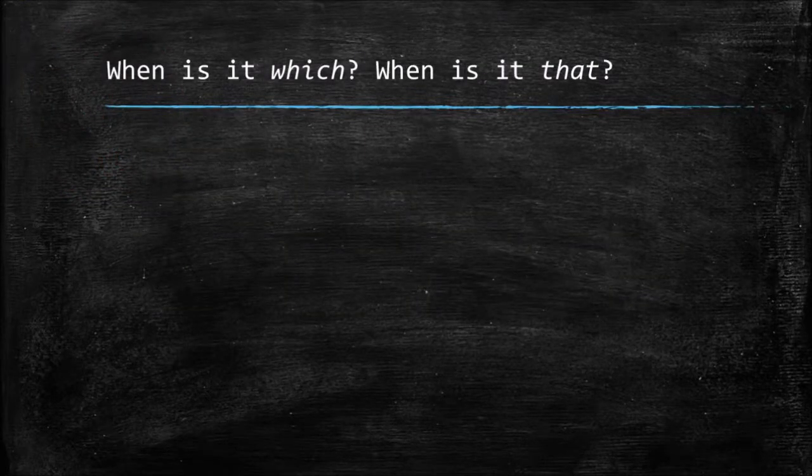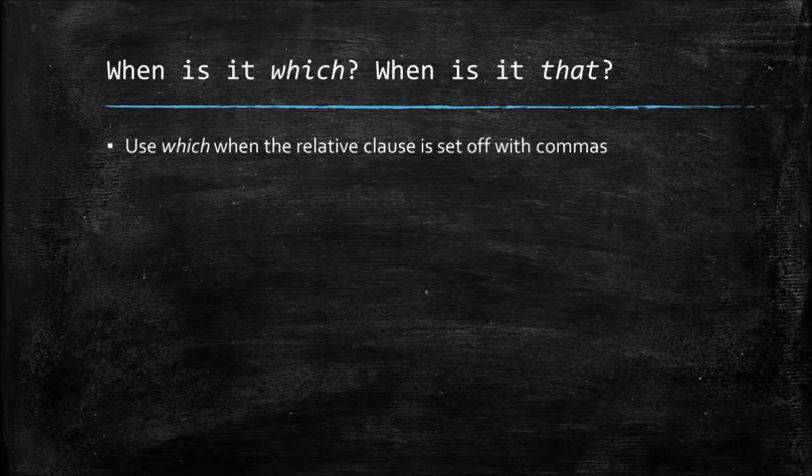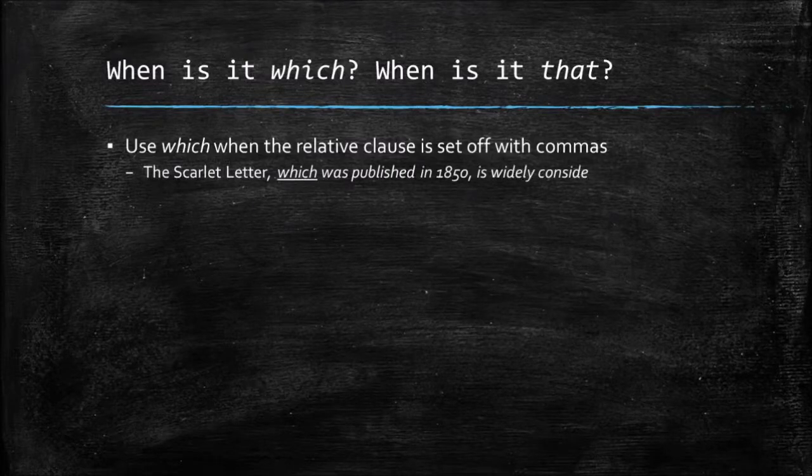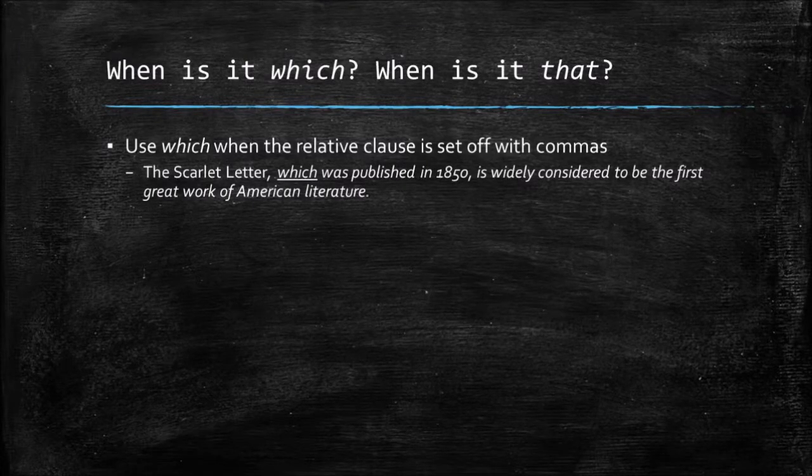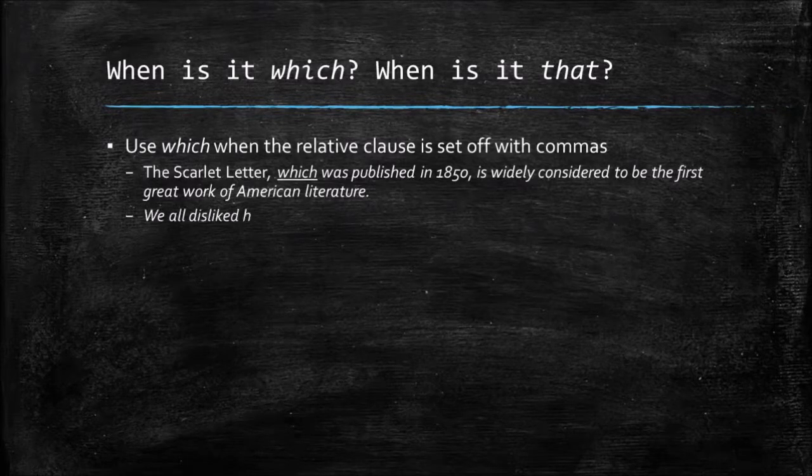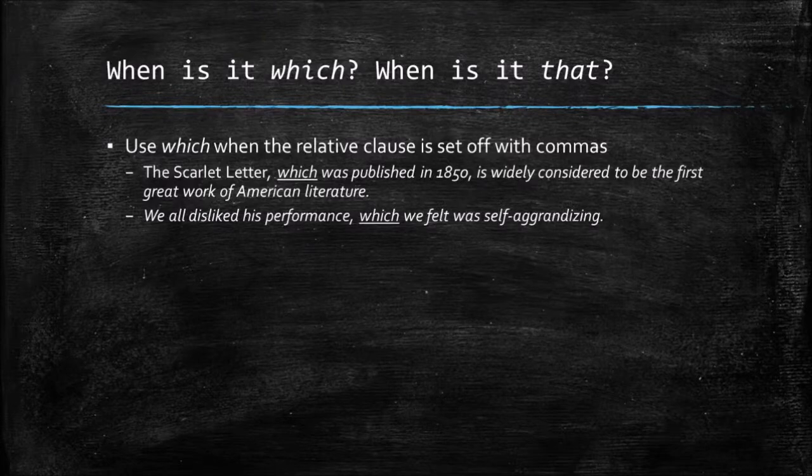Next up, when is it which and when is it that? Here's a general rule of thumb that will never steer you wrong. Use which when the relative clause is set off with commas. As in, The Scarlet Letter, which was published in 1850, is widely considered to be the first great work of American literature. Or, we all disliked his performance, which we felt was self-aggrandizing.